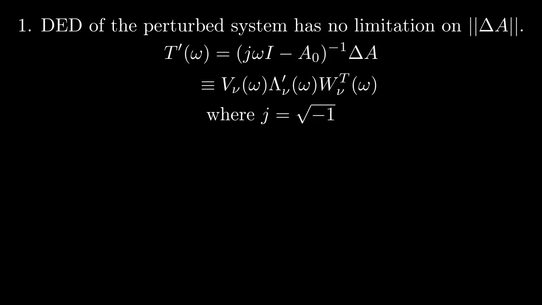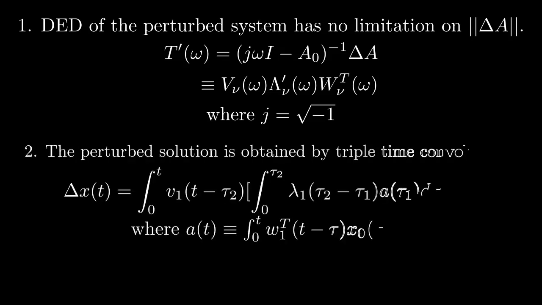Secondly, I want to stress that unlike the static eigenmodes, which are used to express the system response by the conventional linear superposition, the dynamic eigenmodes are used through time convolutions between the dynamic eigenmodes and the generalized coordinates. As you can see in this expression, the perturbed solution is obtained by triple time convolutions.